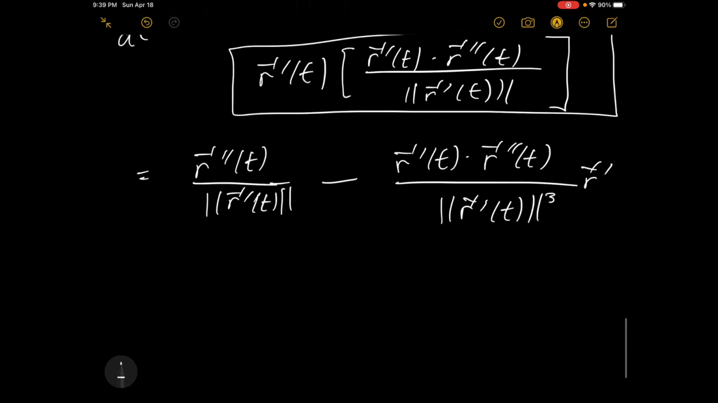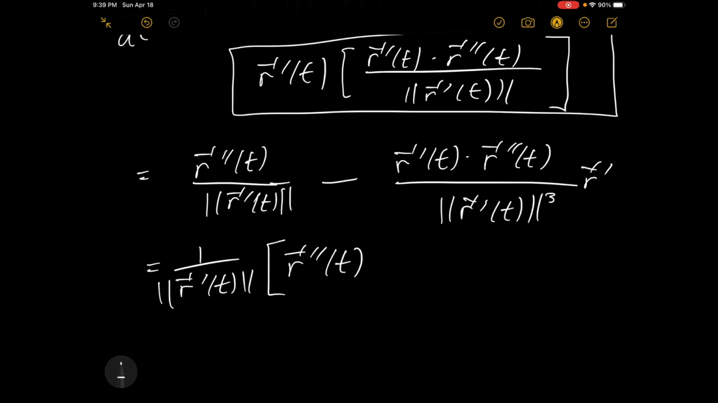So continuing, we get, oh, and also let's factor out that speed on the bottom, so we get 1 over r prime of t magnitude, and hence we get r double prime of t minus r prime of t dot product of r double prime of t over speed squared times r prime of t.